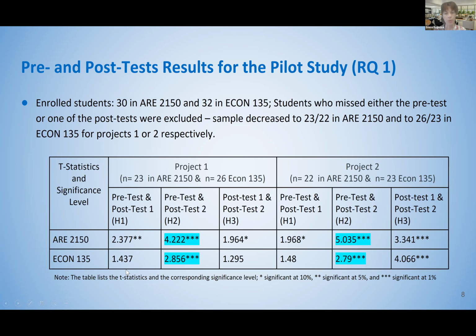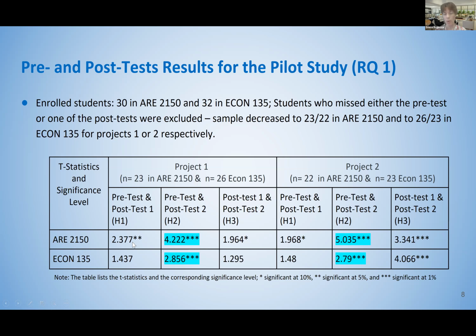As Gil explained, we conducted a pre-test for each project before any intervention and 2 post-tests, with the first one given after introducing the topics in class and the second one after the project completion. The table summarizes our results from the t-test for mean difference. The t-statistics are shown in the body of the table.